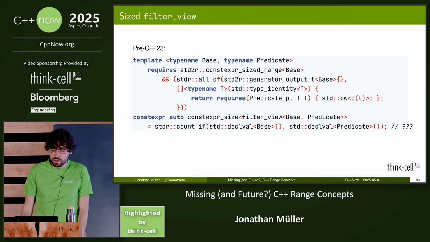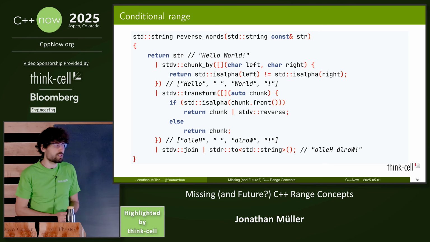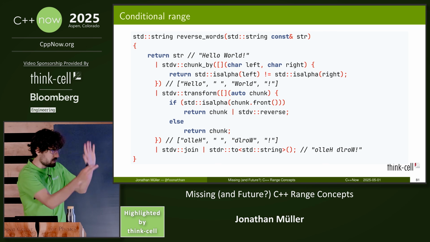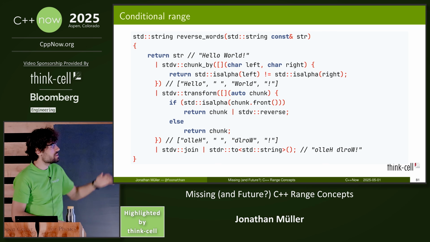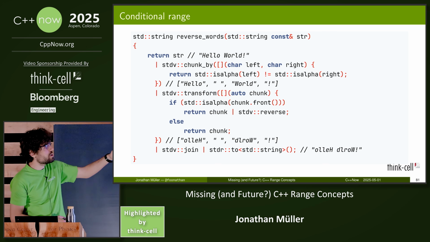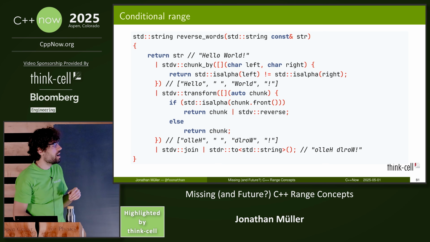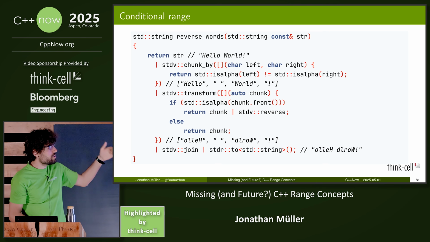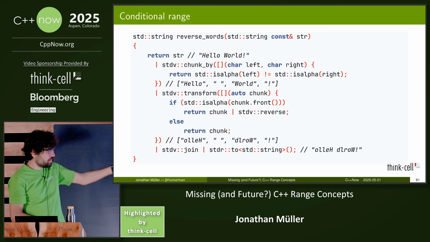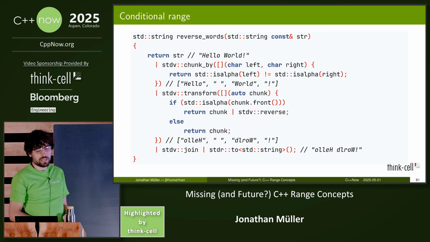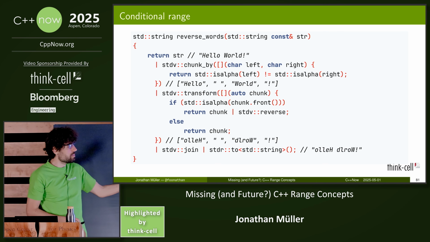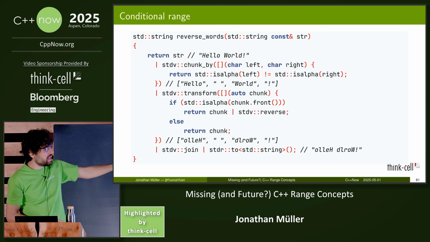And it's not enough because with a range adapter, we have conditional ranges. So for example, take a step back, consider this problem. This is a famous interview question: given a string, reverse all the words, but keep the overall thing the same. This can be done by taking the string, chunking it into words and non-words, reversing the words and keeping the rest unchanged, and then joining it back together. The problem with this implementation is that it doesn't compile because in the lambda of the transform, at one point we're returning a reverse view of the chunk, and in the other branch we're returning a chunk.